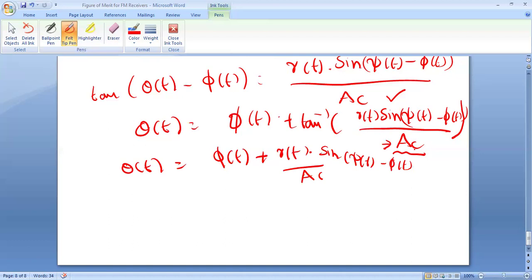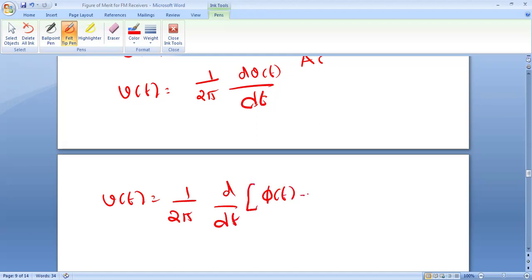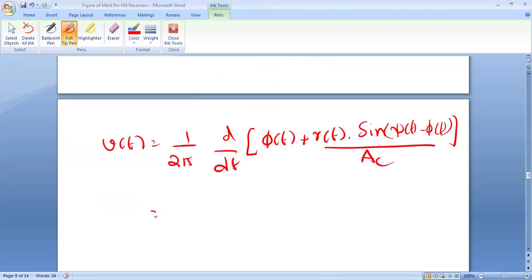What is a discriminator? The discriminator can be considered as a slope detector, which is going to convert these input variations in the angle, 1 by 2 pi d theta of t by dt, into corresponding amplitude variations. v of t is the output. Now, let us substitute v of t equals 1 over 2 pi d by dt of theta of t, where theta of t equals phi of t plus r of t into sin psi of t minus phi of t by Ac.